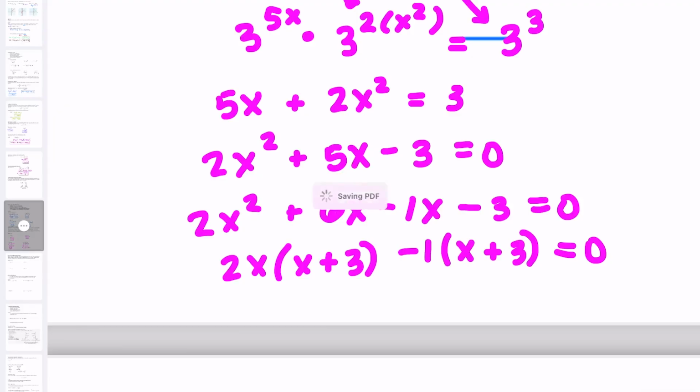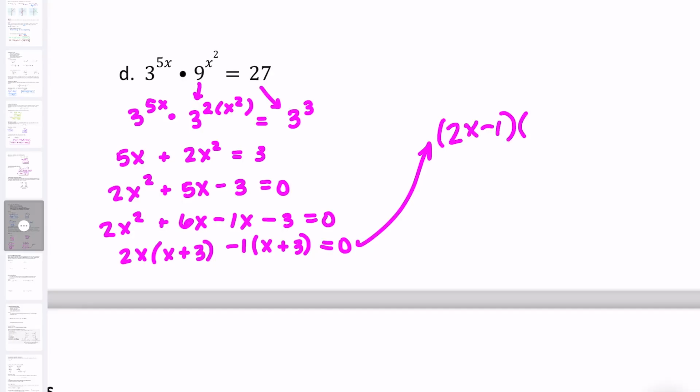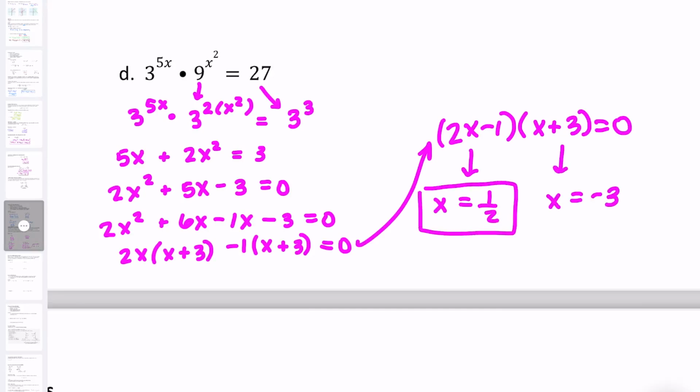Okay, I'm going to move over to the side a little bit. I've run out of room, and rewrite this in factored form. 2x minus 1 times x plus 3 equals 0. That gets us x is equal to 1/2 and x equals negative 3. We're going to have 2 solutions to this equation.